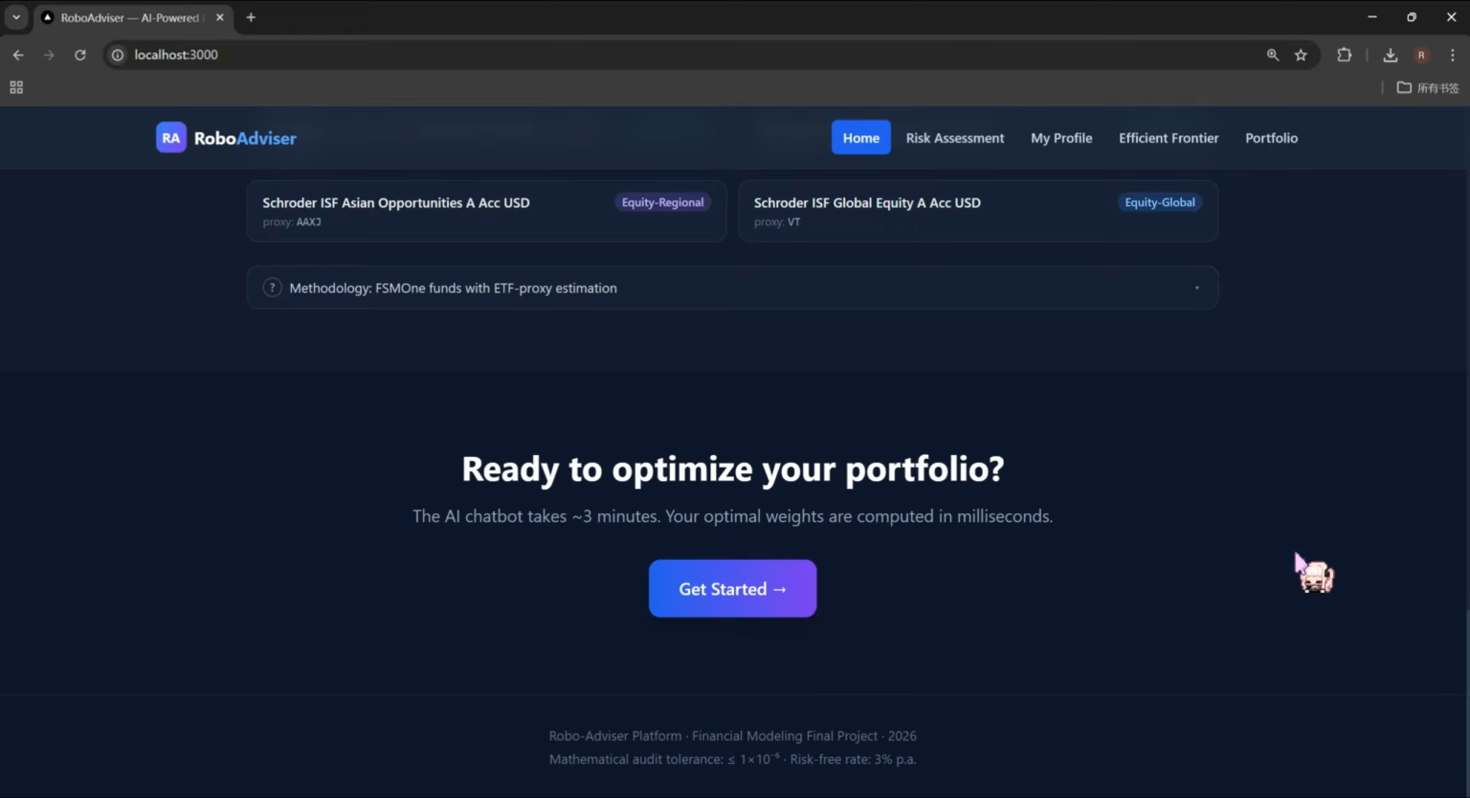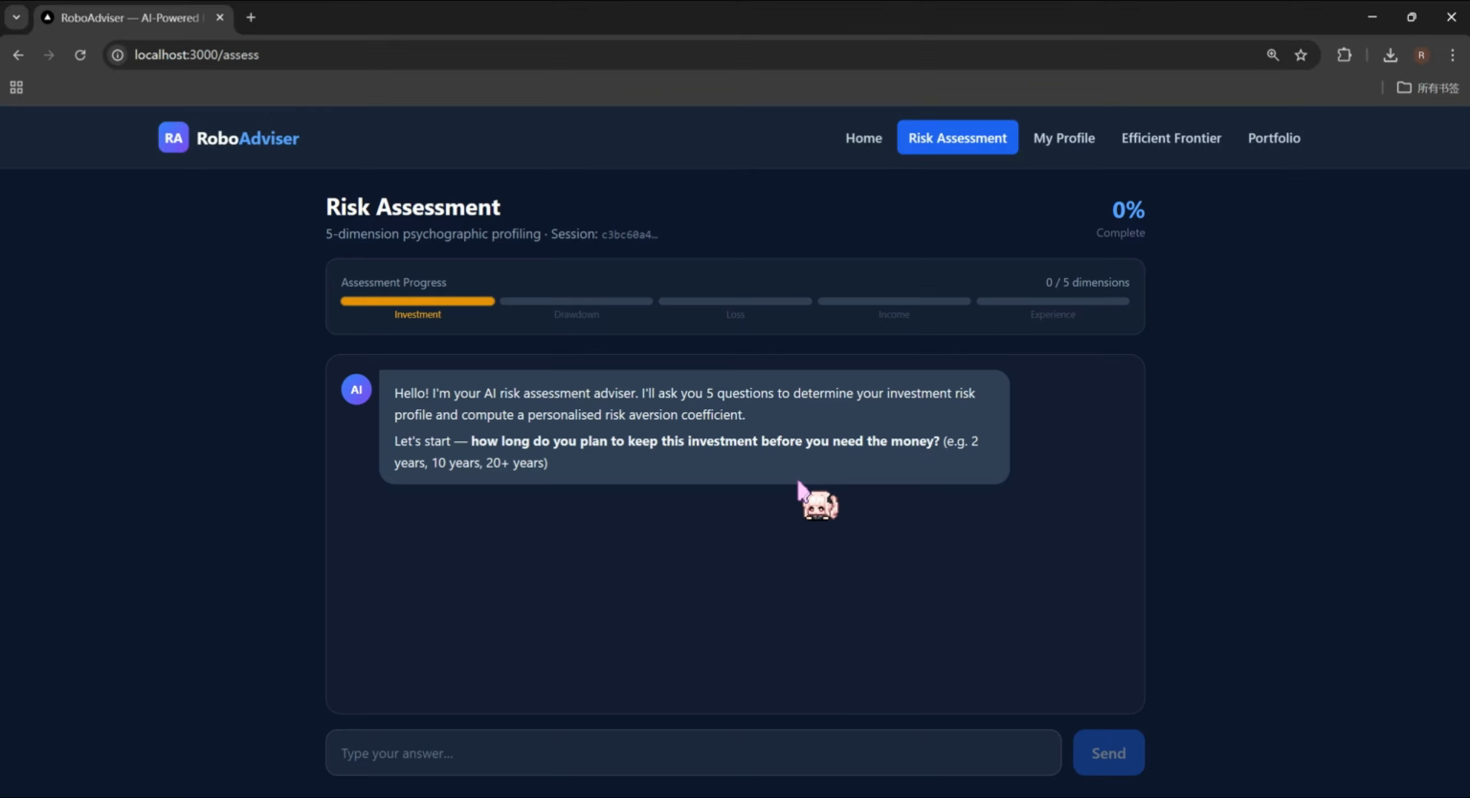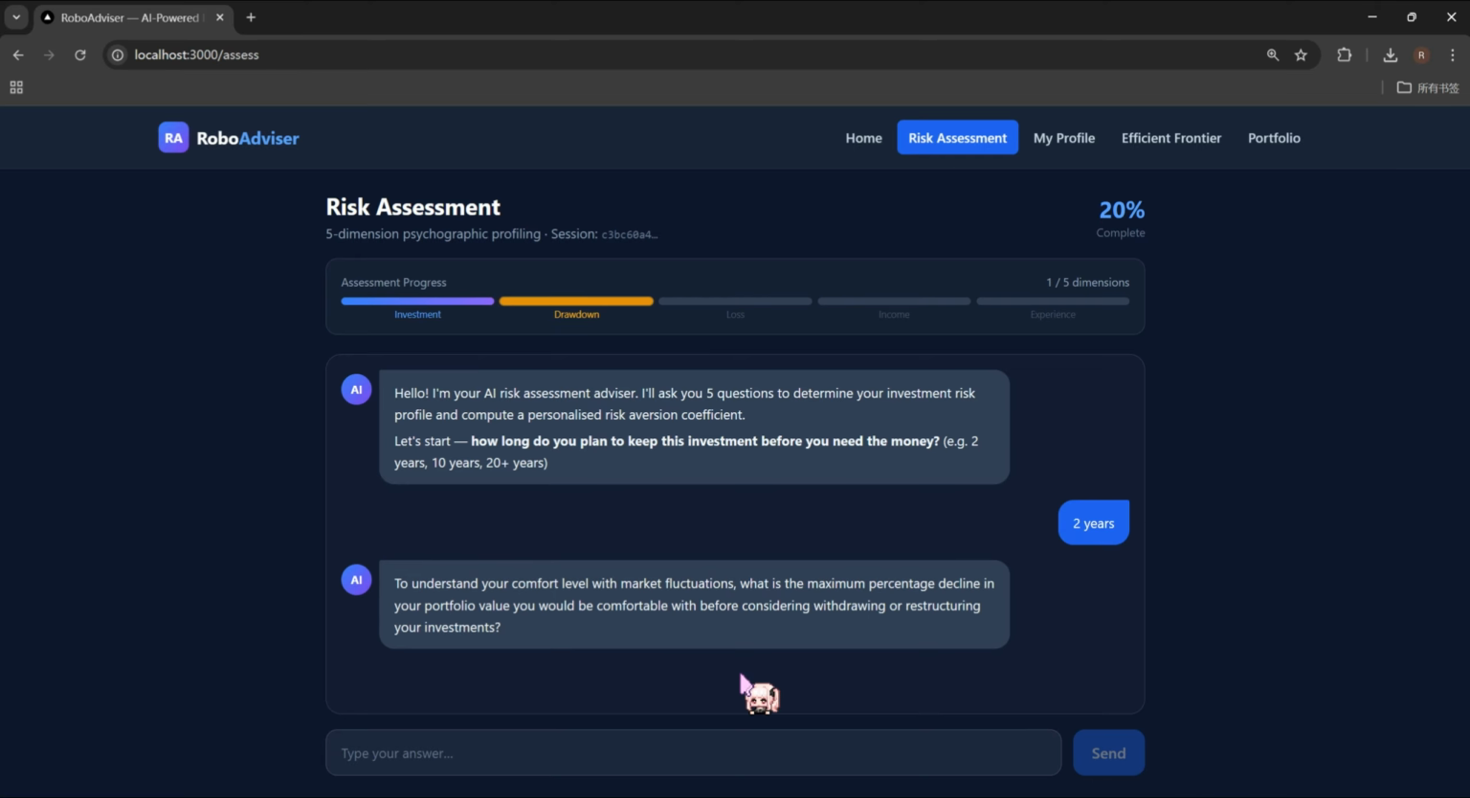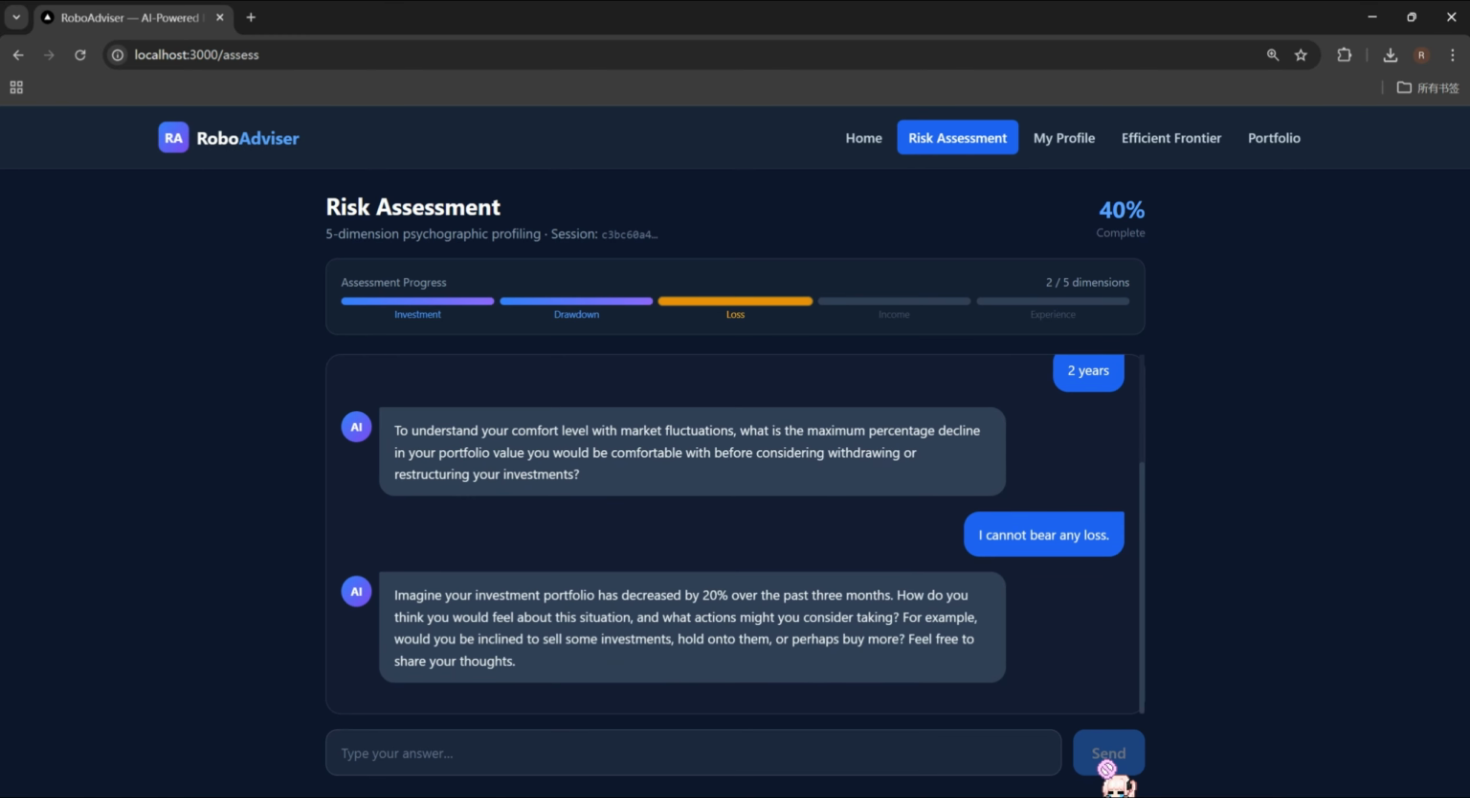A retail user does not type a risk aversion parameter into a form. The system holds a small number of dimensions that investment conversations already care about. For example, how long the money can stay invested, the maximum drawdown the person can live with, how they would react in a market crash, the stability of income, and a rough level of market experience.